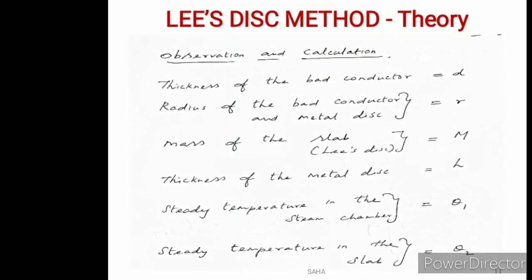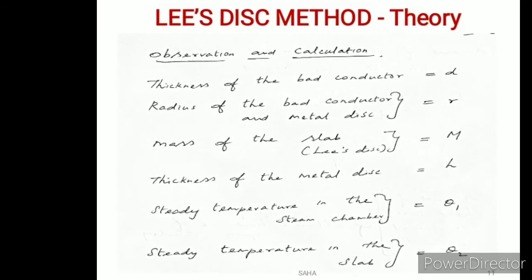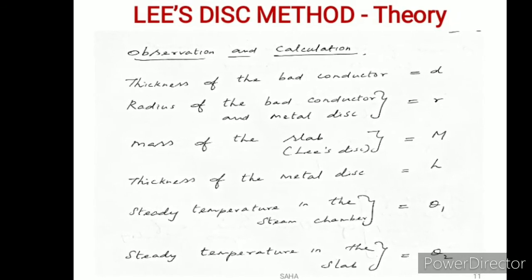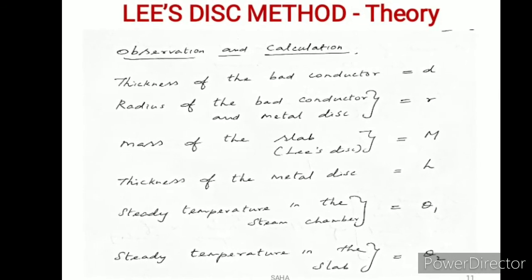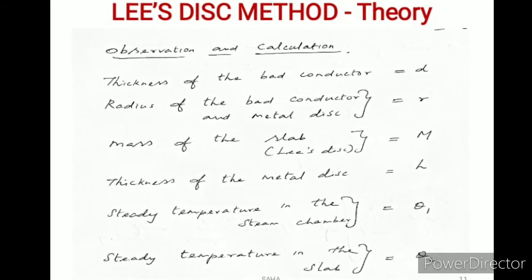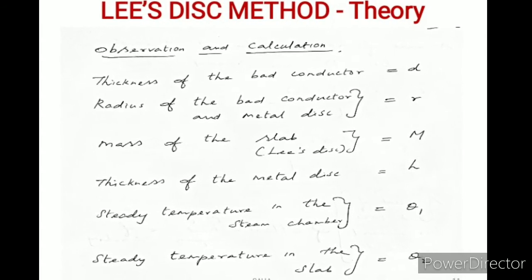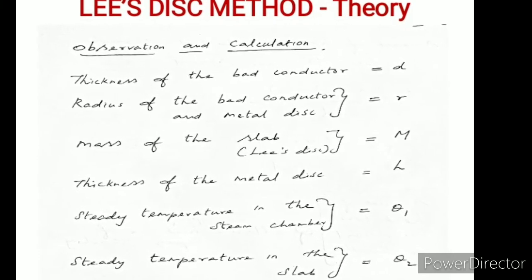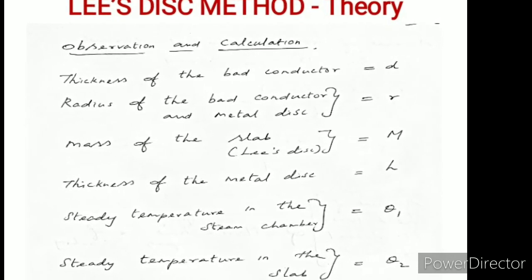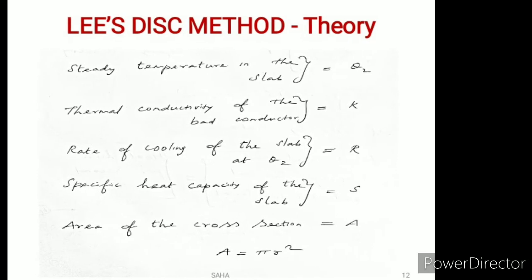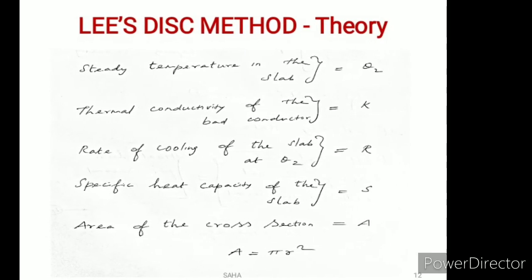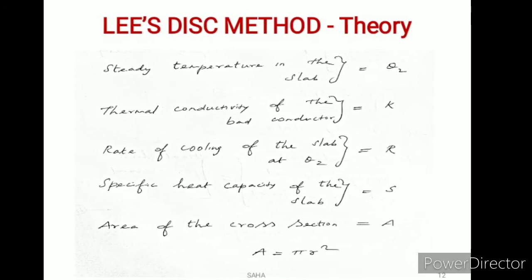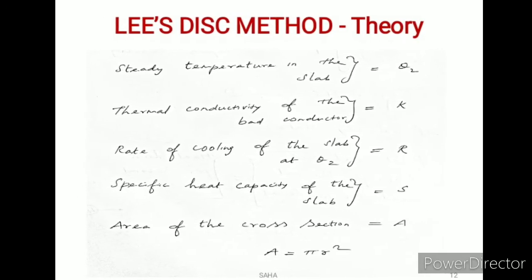The following observations we get from the Lee's disc method. The thickness of the bad conductor is small d, the radius of the bad conductor and metal disc is small r, the mass of the slab, that is the Lee's disc, is capital M, the thickness of the metal disc is h, the steady temperature in the steam chamber is theta 1, and the steady temperature in the slab is theta 2. The thermal conductivity of the bad conductor is capital K, the rate of cooling of the slab at theta 2 is capital R, and the specific heat capacity of the slab is capital S.